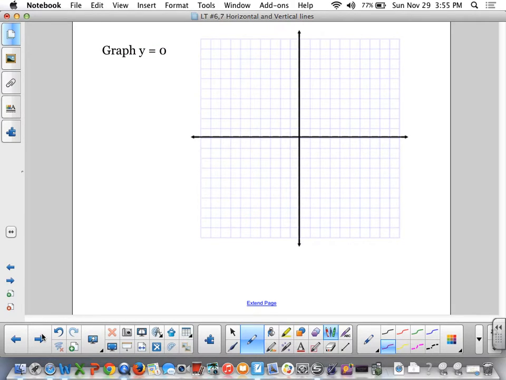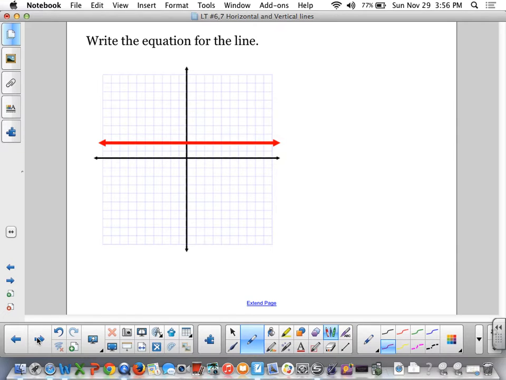Y equals 0. We got y, we got x. At y equals 0, that is our x-axis. X equals 3. Pause the movie, graph it, press play when you're done. On the x-axis, 1, 2, 3. Doesn't matter what y is, but x is always 3. So it's a vertical line.